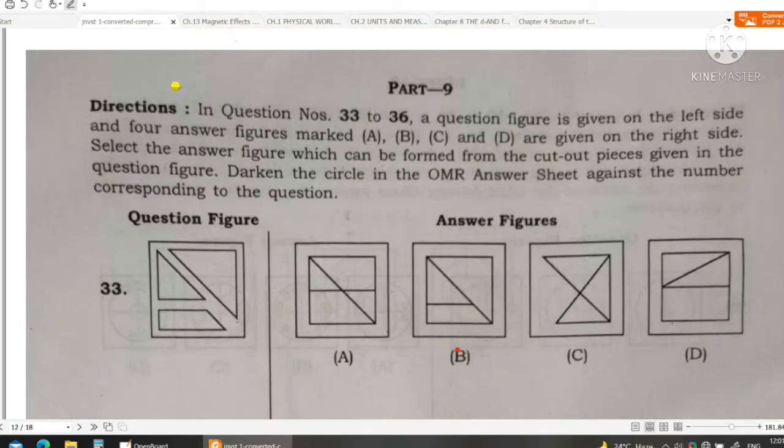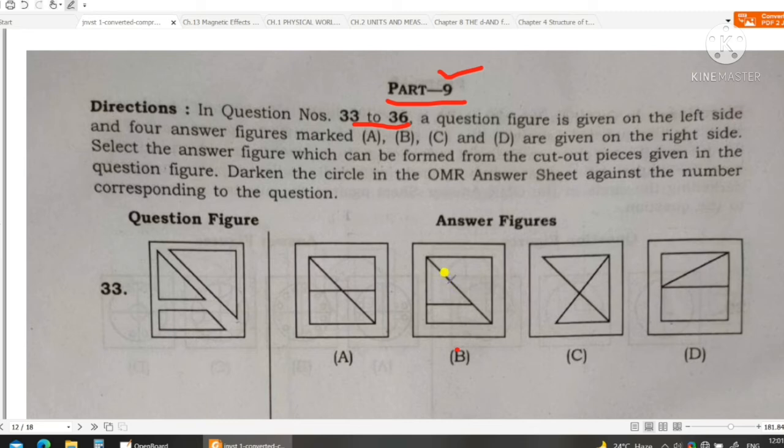Now next question is 33 to 36, and this question is from part 9. In this question paper, you are given three figures. Okay, one triangle, second triangle, and then this is I think rhombus. So if all these figures are arranged together, what will be the exactly same figure? So the answer is B here. You just see here, this triangle is here, this rhombus is here, and this triangle is here, same triangle. So answer is B option for 33.